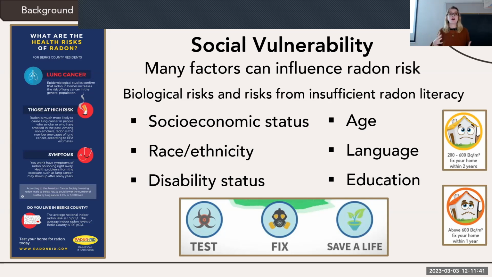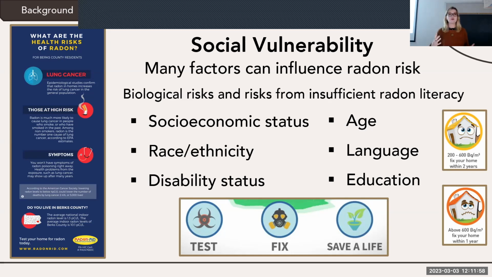Disability status is a pretty complicated one to go into, but there are multiple different factors, such as pre-existing health conditions that can interact or make you more susceptible, all the way up to mobility limitations, increasing the duration of exposure by keeping you in the home. So there's a bunch of different factors going on there.